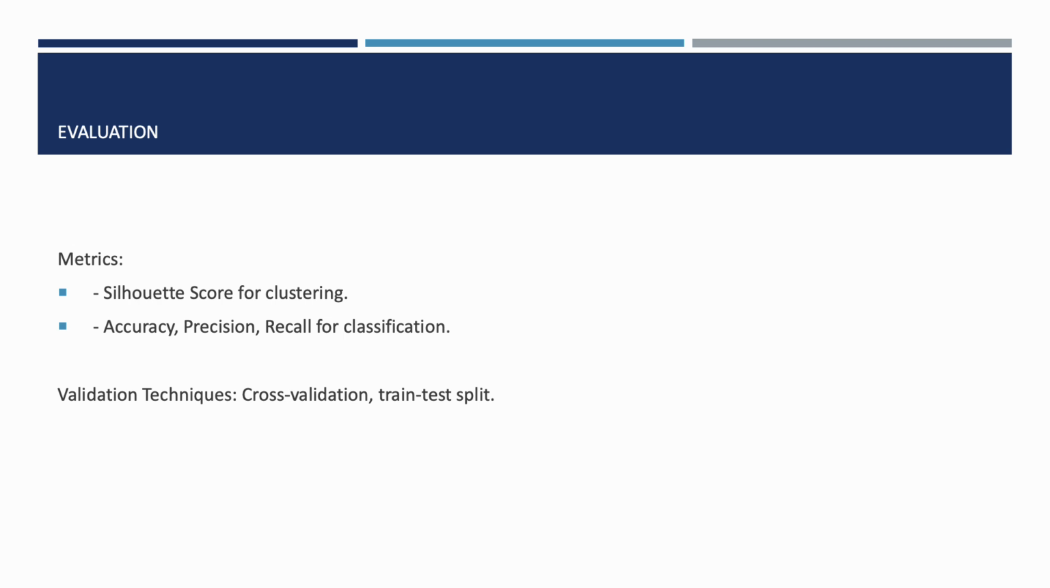Next, we have train test split. In this technique, the data is divided into two sets, the training set and the test set. The model is trained on the training set and then evaluated on the test set to gauge its performance on unseen data. So these metrics and validation techniques ensure that the models are accurate and generalize well to new data, helping the business make reliable decisions.